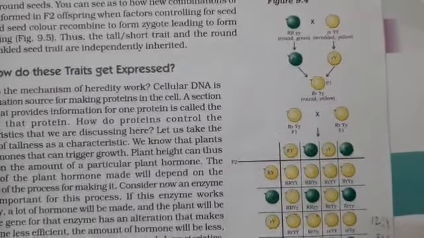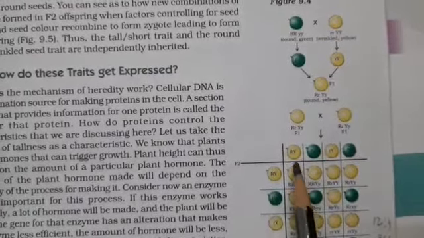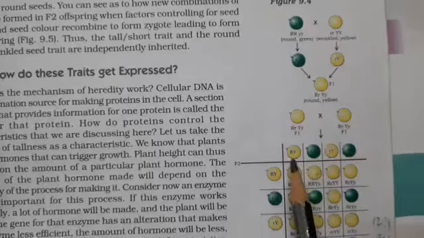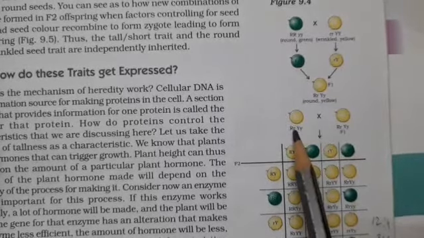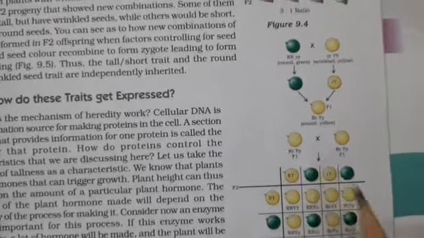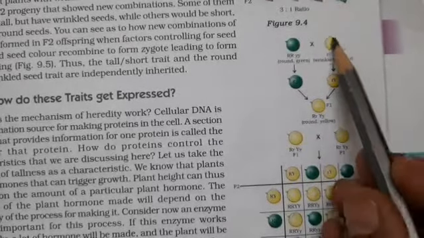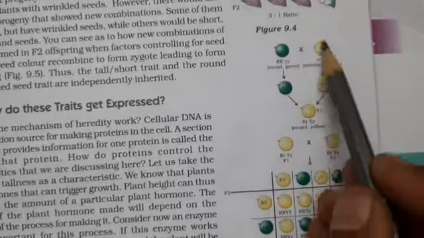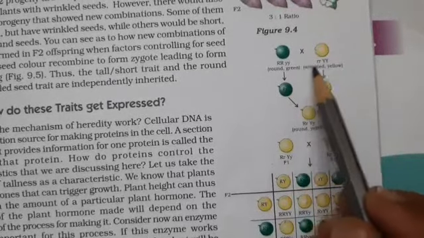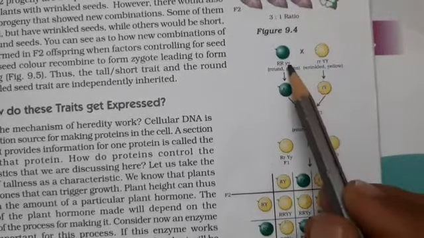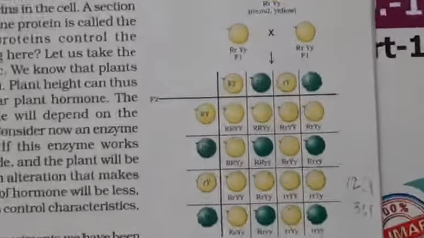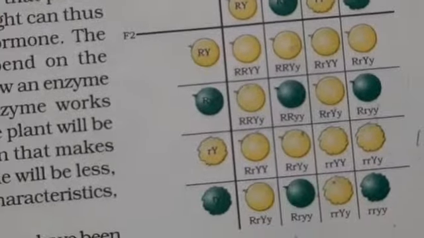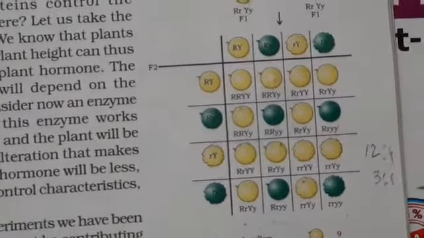With more than one characteristic, he tried to explain two characteristics, that is round and yellow. Capital R was taken as the characteristic round and small r was taken as the characteristic wrinkled. You see the diagram of wrinkled, right? And capital Y as yellow color and small y as green color. So he took two characteristics in four different plants and tried to explain how this happened.